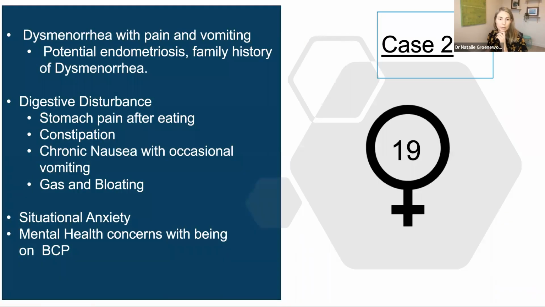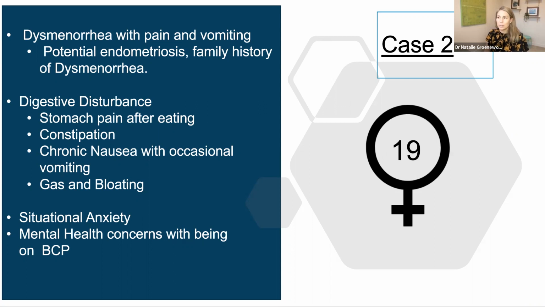Okay, on to case 2. So case 2, excuse me, is a 19-year-old female, and she's experiencing dysmenorrhea with pain and vomiting. Whenever she gets her period, she is really out for a couple of days, and the pain is so extreme that she actually is vomiting. So really not fun. There is potential endometriosis based on her family history. Endometriosis is just so hard to diagnose. So, no definitive diagnosis there, but there is that potential.